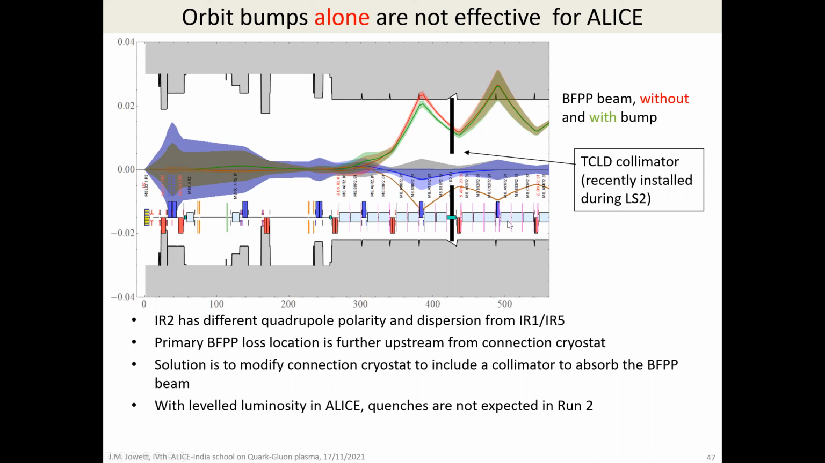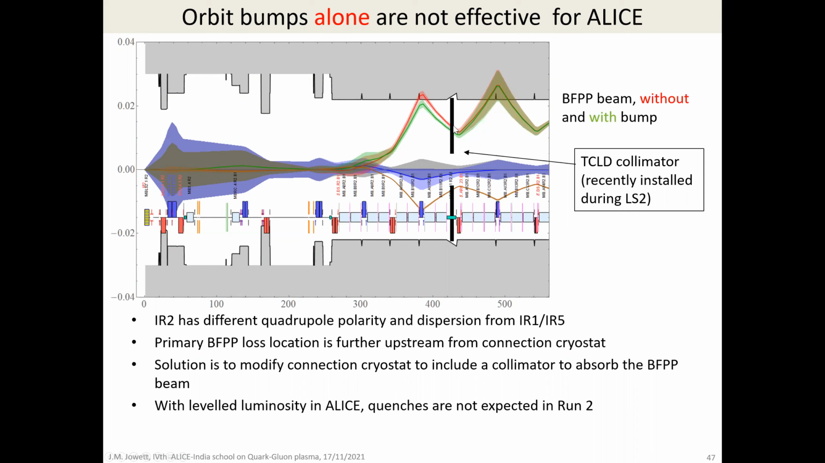So the proposal made several years ago was to introduce new collimators shown here in black, which will intercept the losses. If you pulled the loss away to the green position here, it would still be lost further downstream here, and you can't fix that.